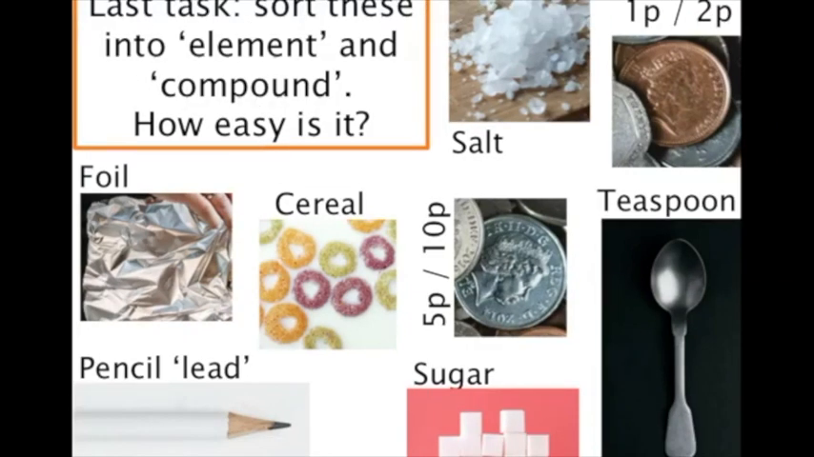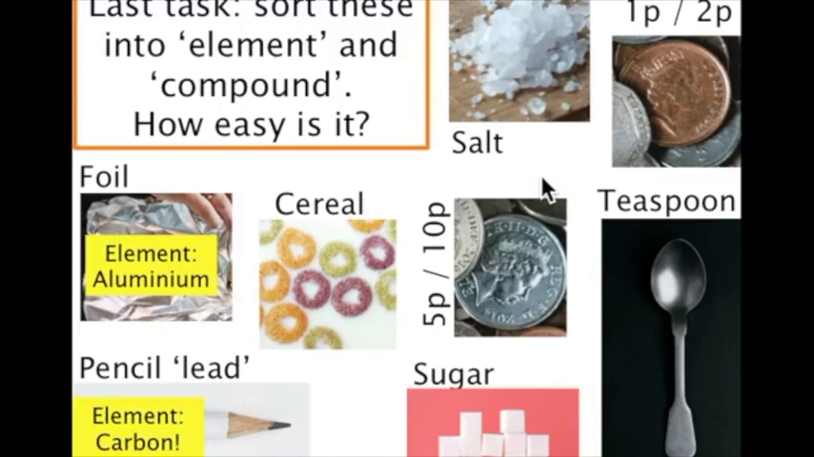Right, foil, we've already covered that. So hopefully you said that is an element. Some people still call it tin foil. Tin is also an element, but we don't use tin anymore because it made the food taste a bit metally, funnily enough. So aluminium turned out to be better. So we still call it tin foil. It actually hasn't been tin for about 100 years. Your lead in your pencil, again, lead turned out to be incredibly dangerous. So now we use carbon, but that is still an element.